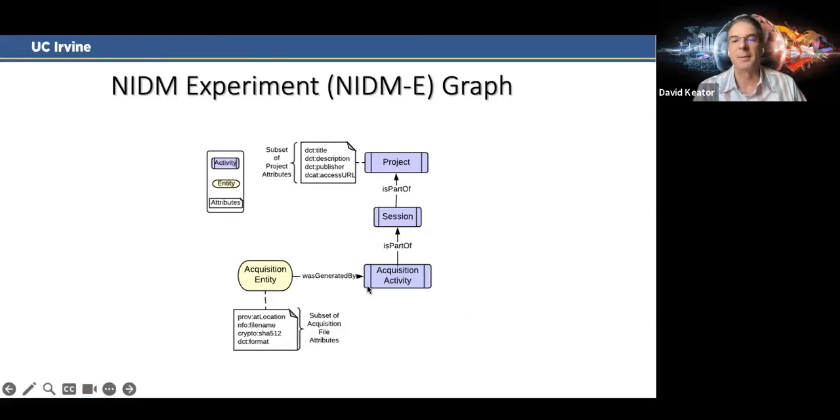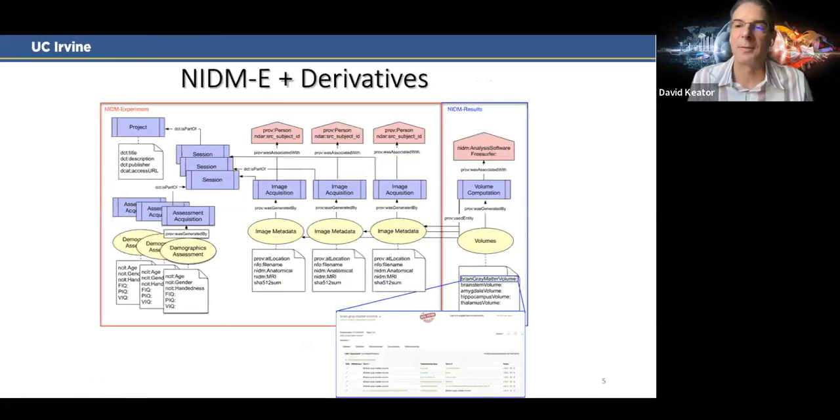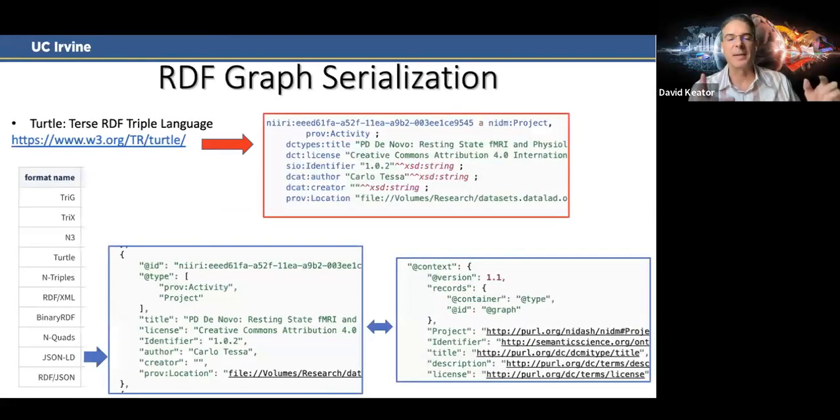And the neuroimaging data model has a simple hierarchy. It's just got a project, a session, and these acquisition entities and activities, which allow you to essentially put together very complex graphs of information about your data and about derived data. Before we go to that, you can then take these RDF documents and serialize them into text in a variety of formats, like JSON-LD, which is the linked data version of JSON, which allows you to take the keys in JSON and link them together with properties and relationships and so forth. So RDF is a very powerful thing.